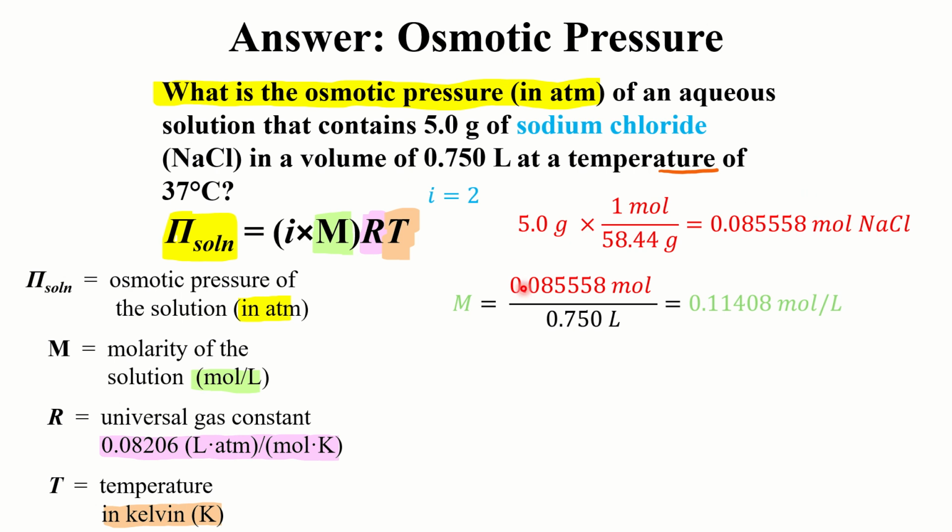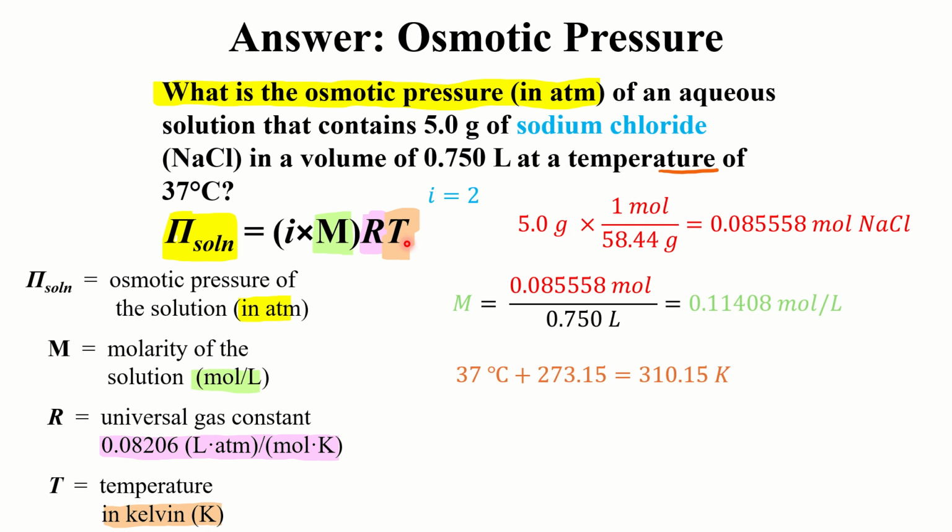So I'm going to take that moles NaCl, and I'm going to divide by the volume of the solution, which was given right here, 0.750 liters. This gives a molarity of 0.11408 moles per liter.